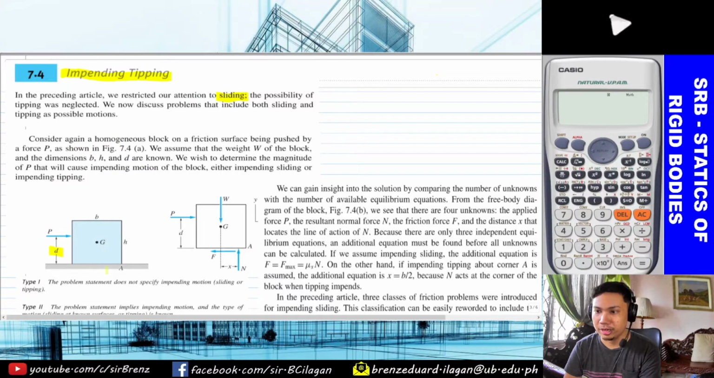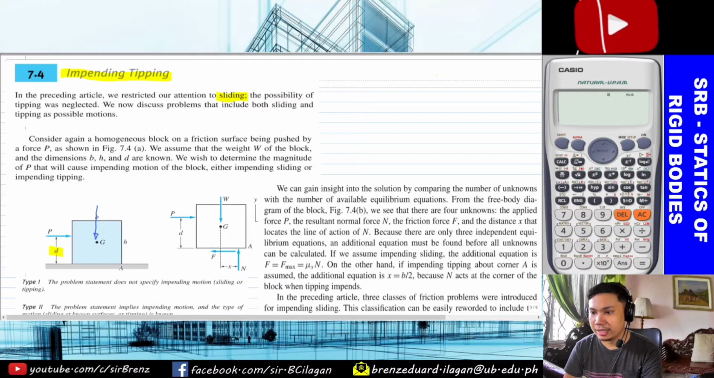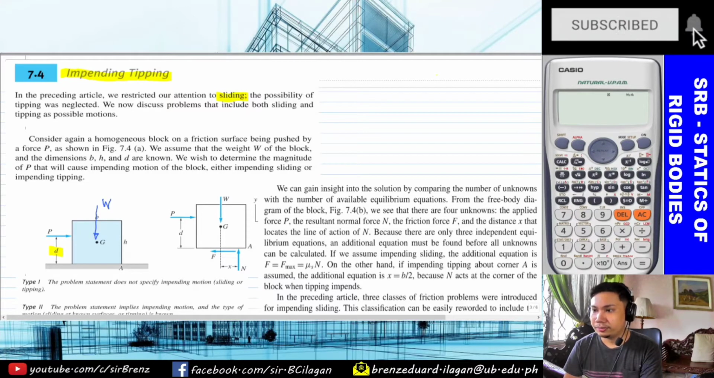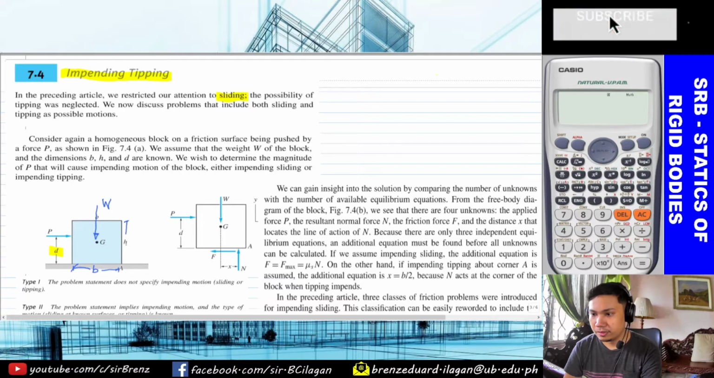as shown. So this is our figure. We assume that the weight W of the block, so where do we find the weight again? The weight is always acting downward, toward the center of the earth, and it always acts at the center of gravity of the object being analyzed. We assume that the weight of the block W and the dimensions D, H, and T.